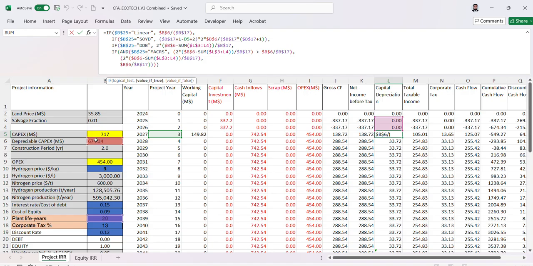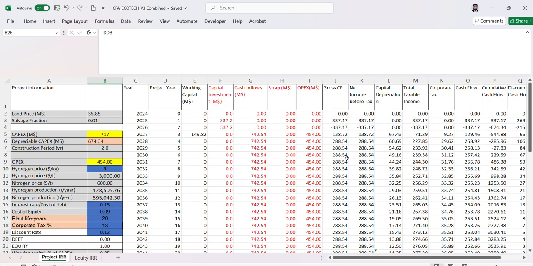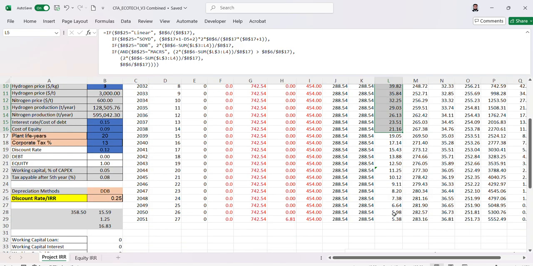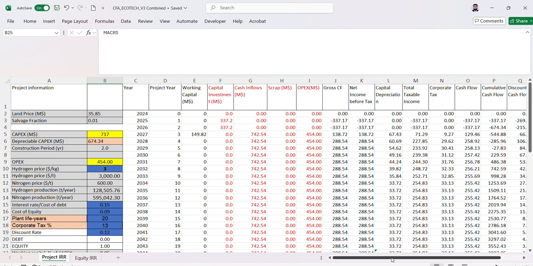As you can see, depreciation capex, which is our B6, is divided by B17, which is our plant life. This is the linear method, just the depreciation capex divided by plant life. There are equations here, so you can go through them for the other depreciation methods. Let us assume this to be the double declining balance method. As you can see, this value changes. Now let us assume this is the MACRS method.